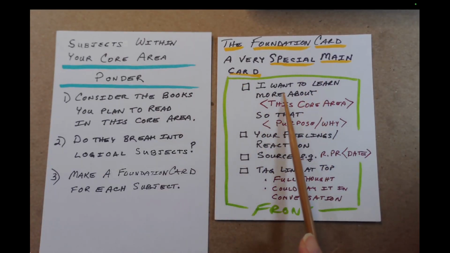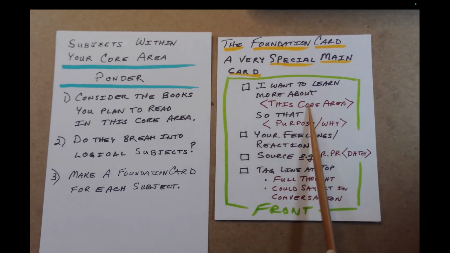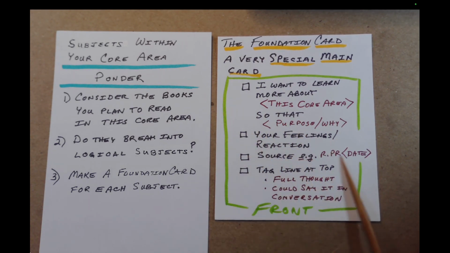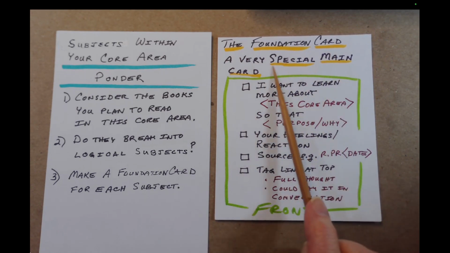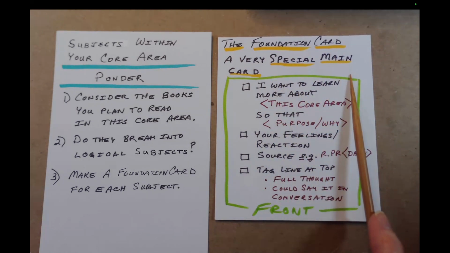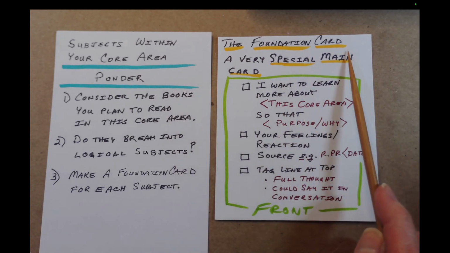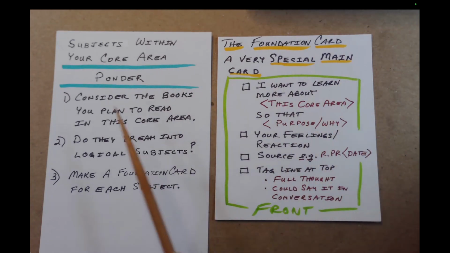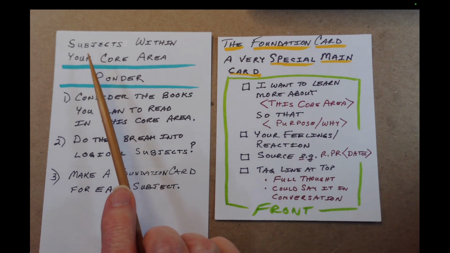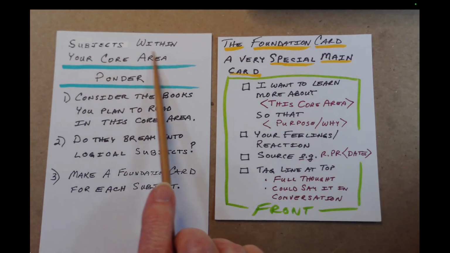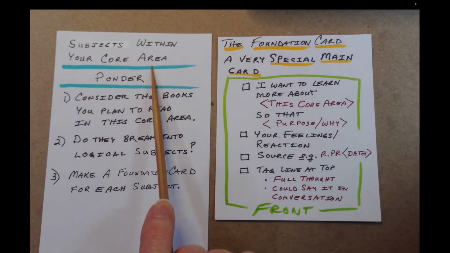A foundation card tells us why we want to learn about the subject, what's our purpose, provides our reaction, gives a source, which I just use r.pr in the current date, and has a full tagline at the top of the card. A foundation card is a special kind of a main card. We made foundation cards already for our 3 core areas. Now we're going to make additional foundation cards for the subjects within our core area.